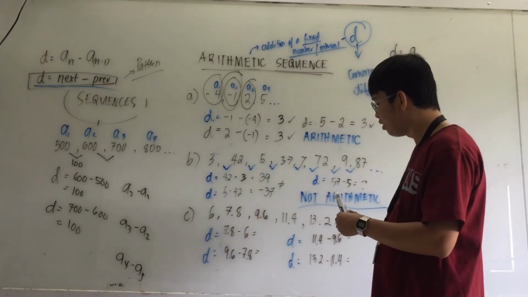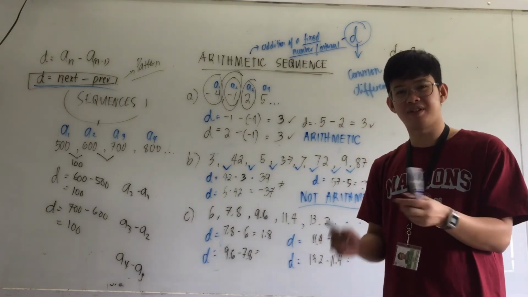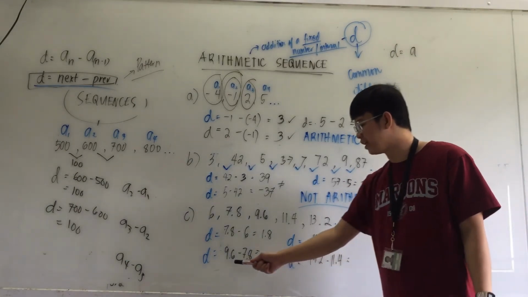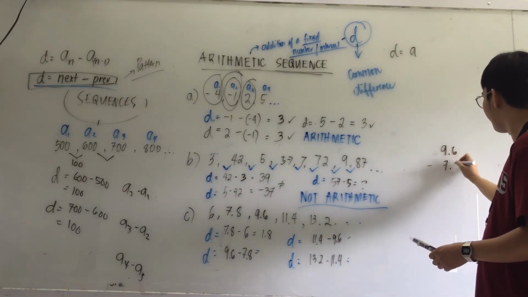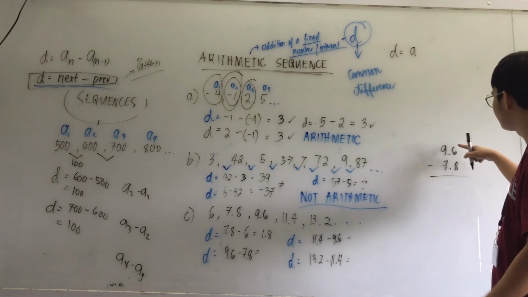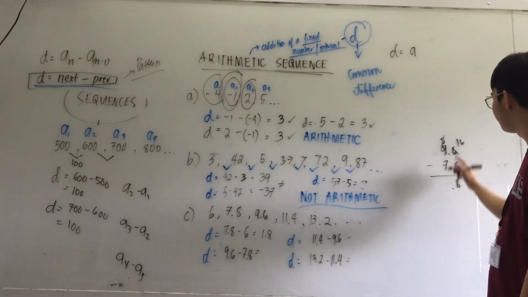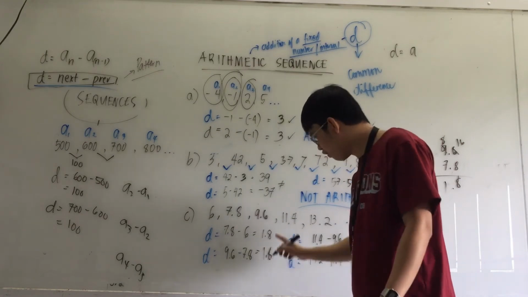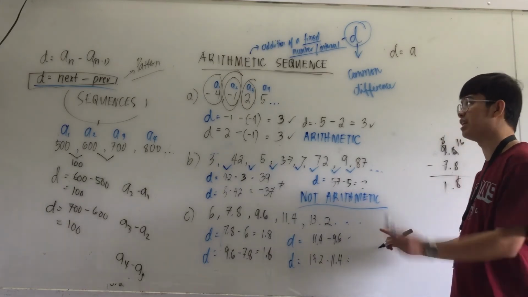7.8 minus 6 is technically 1.8, correct? You may use your calculators, but I'm encouraging you to do it mentally if you can. Okay? So now we have another one. 9.6 minus 7.8. Maybe you have forgotten decimal subtraction. Therefore, this becomes 16 and then 8. 16 minus 8 is 8. And then 8 minus 7 is technically 1. We have 1.8. So far, the two are equal, but let's hope that the other two would also be equal for us to say that this is arithmetic.